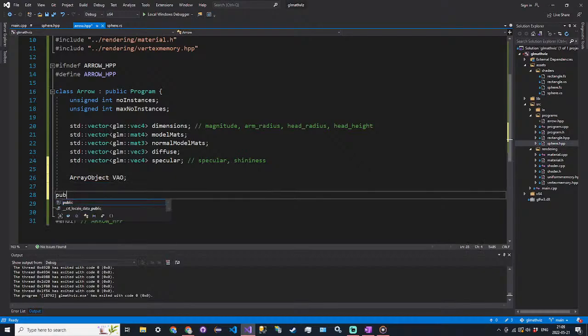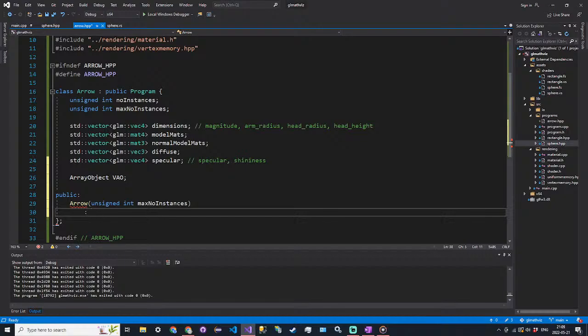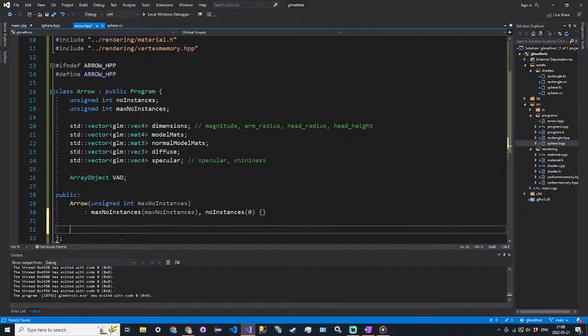All right, so we're going to have public here, and it's going to be a constructor that takes an unsigned int max number of instances as the only parameter. And then we just initialize our two variables. Max number of instances is max, just the value. And then number of instances gets initialized to 0. And then we're going to do void load.